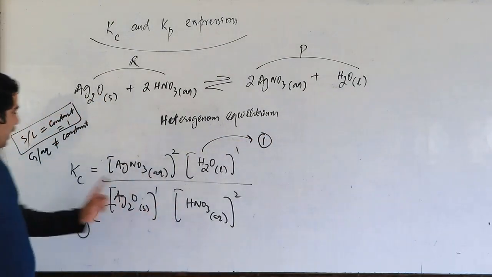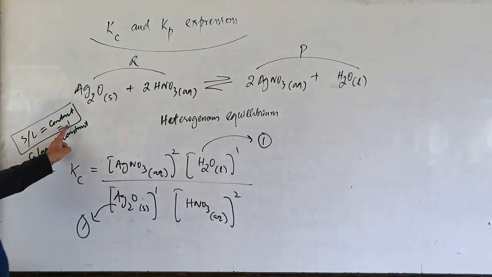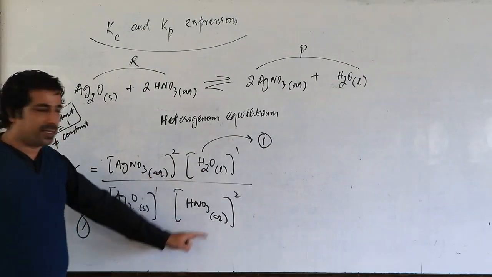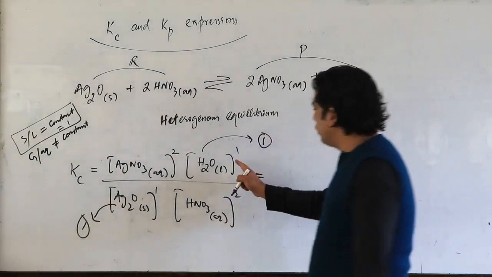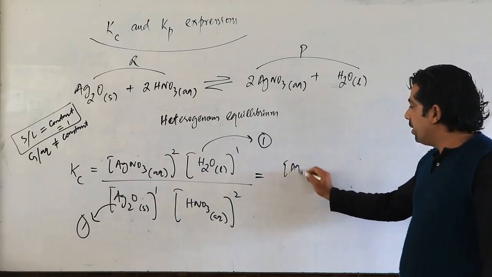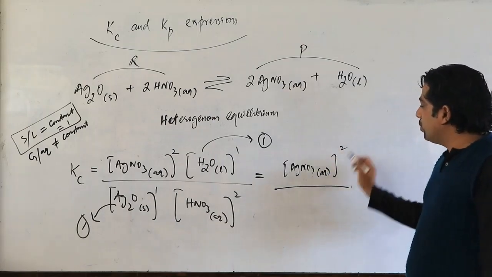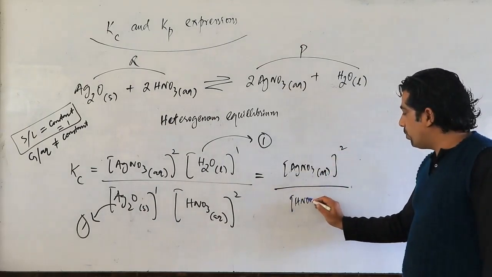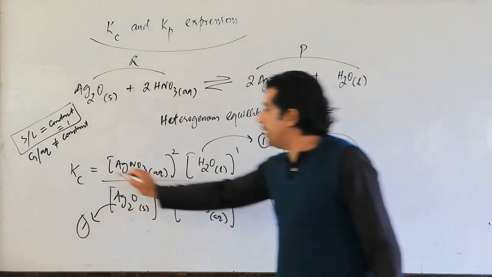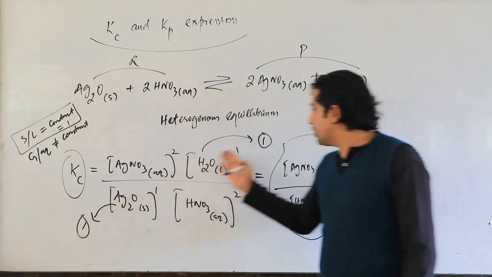But if you look at gas and aqueous state, they are not constant. Solid and liquid are constant, equal to 1. Gas and aqueous are not constant. So this is aqueous, so it is not constant, so it will remain there. These two terms will become 1. So obviously I will be left with [AgNO3] aqueous raised power 2 divided by [HNO3] aqueous raised power 2. So that is the final expression for your Kc, my dear friends. I have neglected the liquid and the solid. Their molar concentrations are taken as one unit.